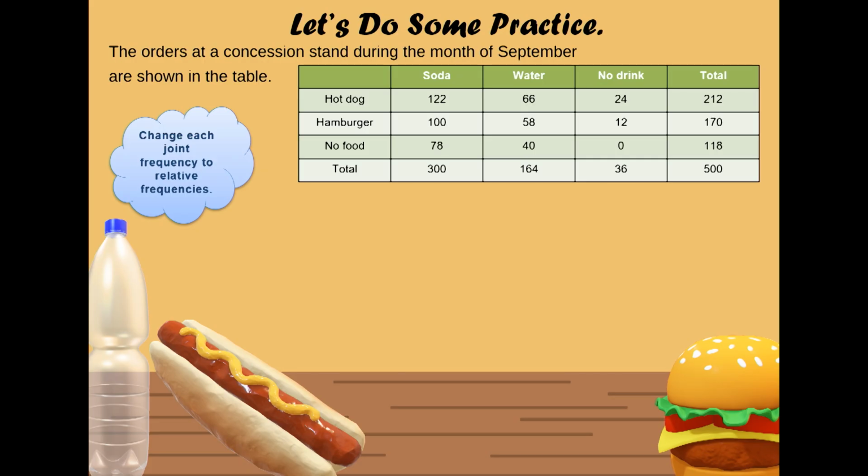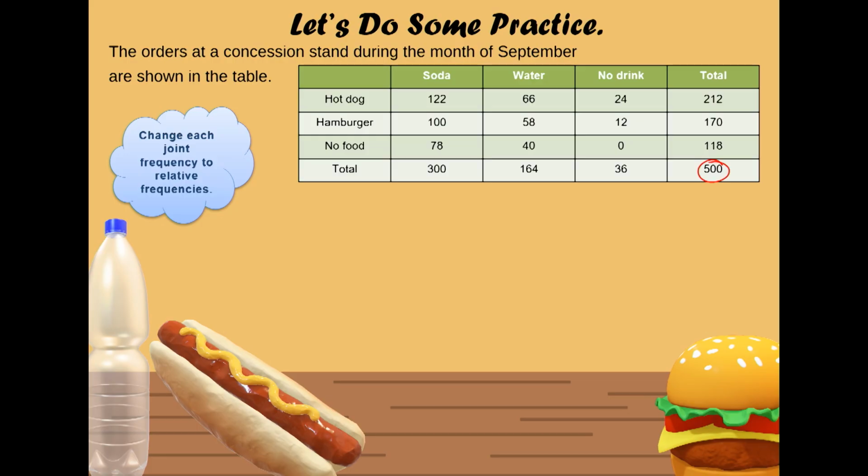Change each joint frequency to a relative frequency. So we have sodas and waters and no drinks at all. We have hot dogs and hamburgers and no food at all. And then we have our totals. So for me to get this relative frequency, I've got to look at the total of my totals, which is going to be this 500.